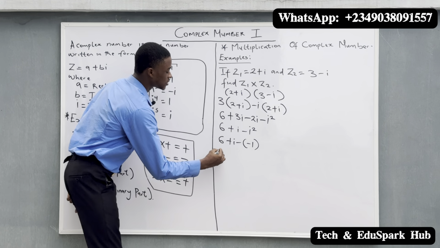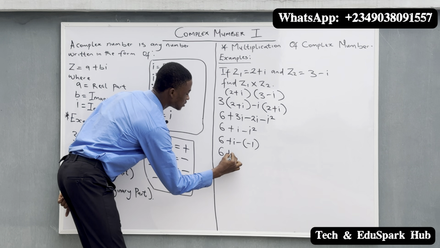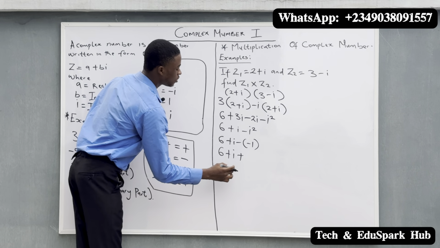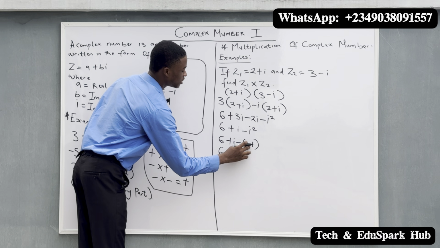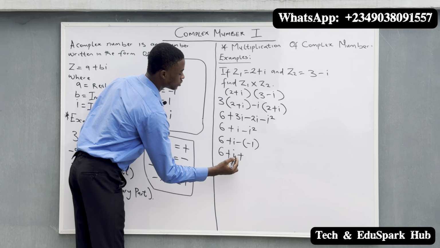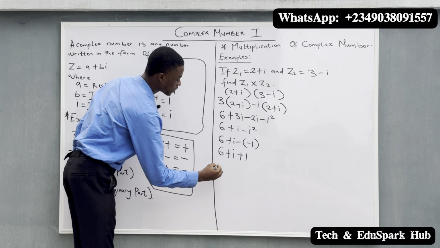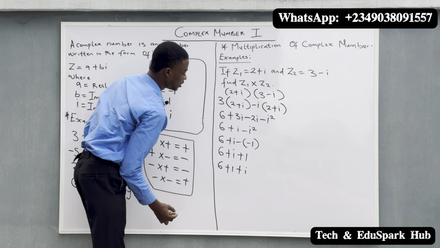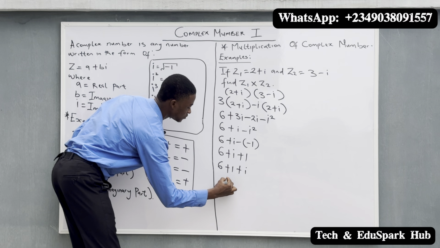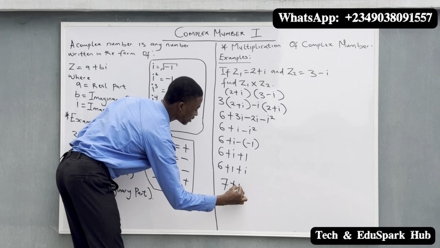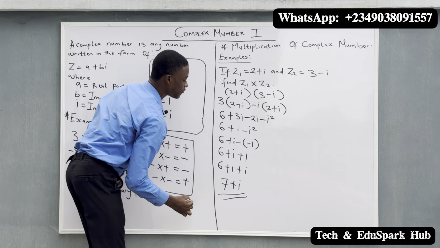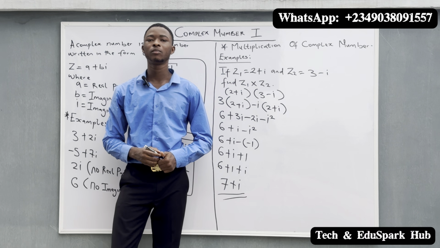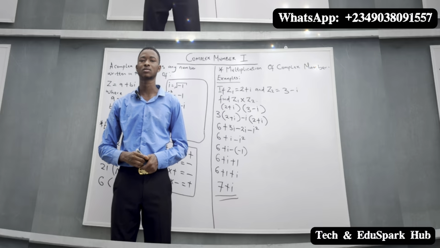So in this case, we can just say 6 plus I. So minus times minus will give you plus, because we said the same sign multiplying each other will give us plus. So minus times minus will give us plus. So we have plus 1. So we can say 6 plus 1 plus I. So in this case, 6 plus 1 will give us 7. And we have plus I. And this will be given as our final answer to question of this type. So this will be all on the multiplication of the complex number.